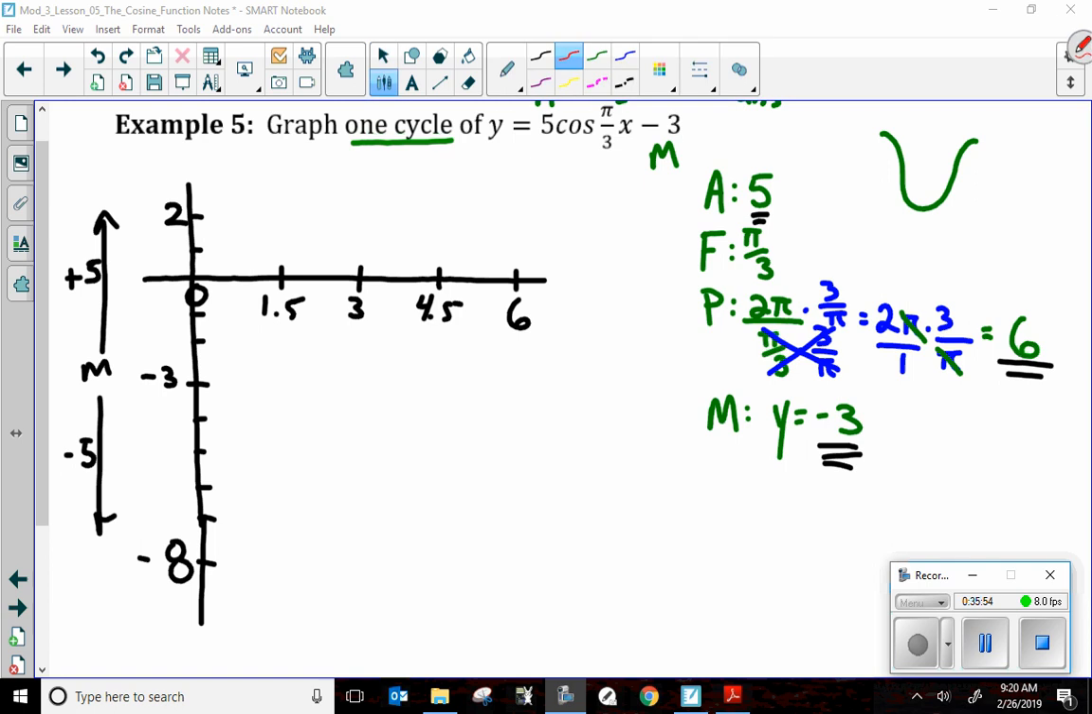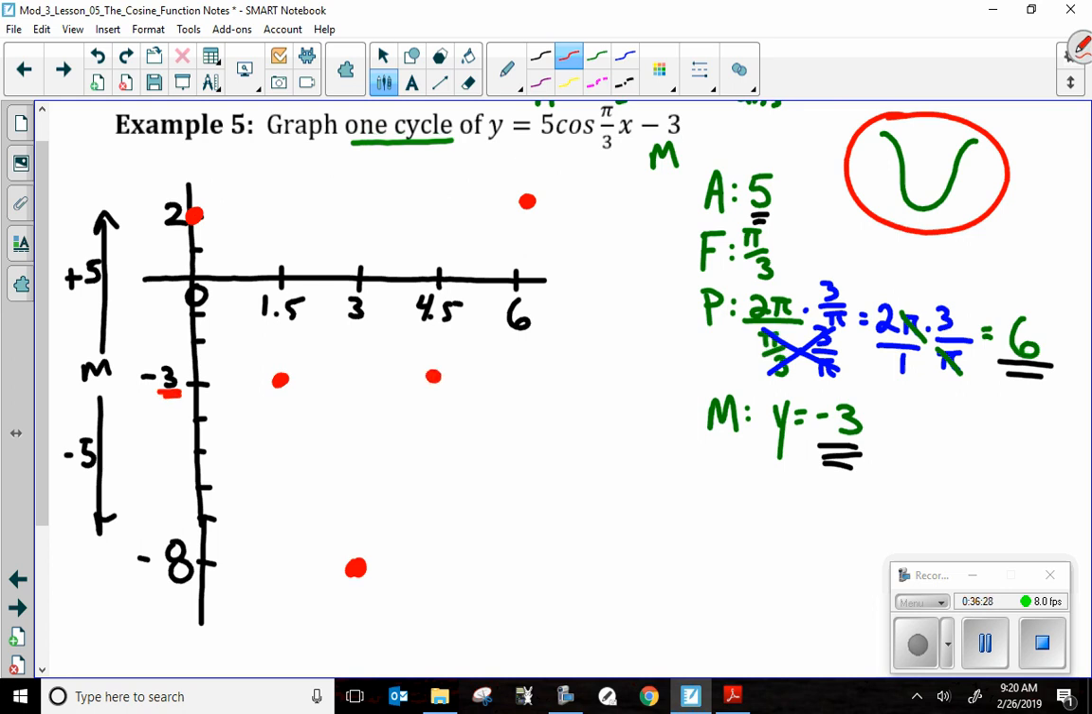We know it's positive. It opens up. It's the cosine curve. The cosine curve starts up high. So it starts at 0 degrees or radians, whatever. Goes up high, and it ends at 6 up high. In the middle, on our x-axis at 3, it goes down low to its minimum of negative 8. And in between my highs and lows, at 1.5 and at 4.5 on your x-axis, it will hit the midline, which is now negative 3.